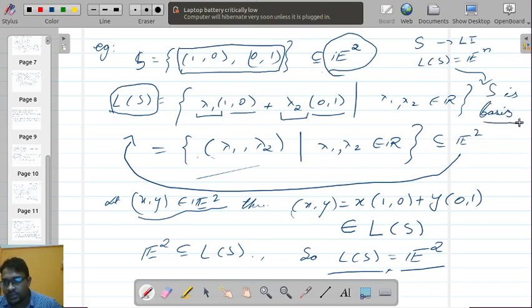So S is called a basis. In the next class we'll start with the definition of a basis of a Euclidean space. In the meantime you just try to revise whatever we have discussed.